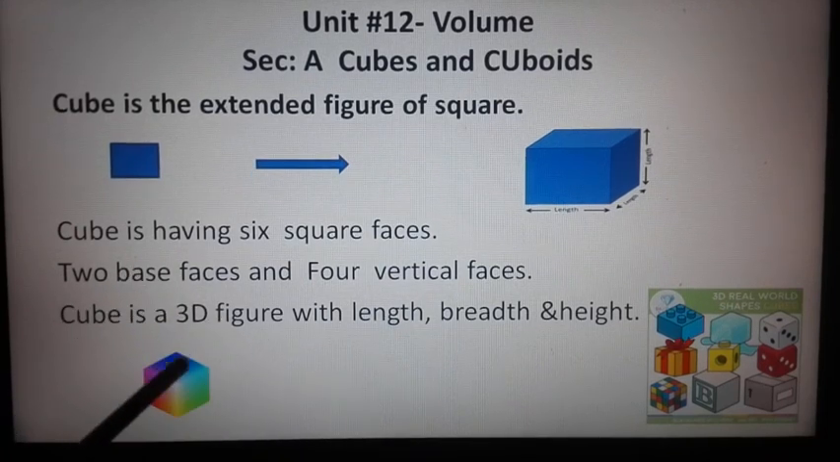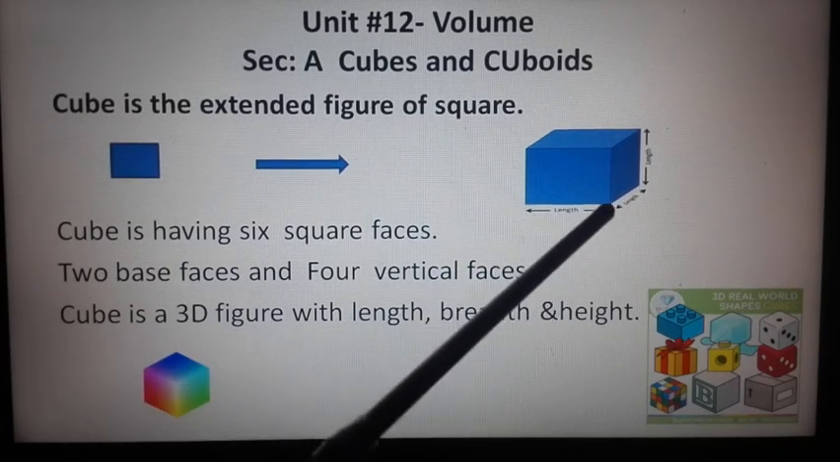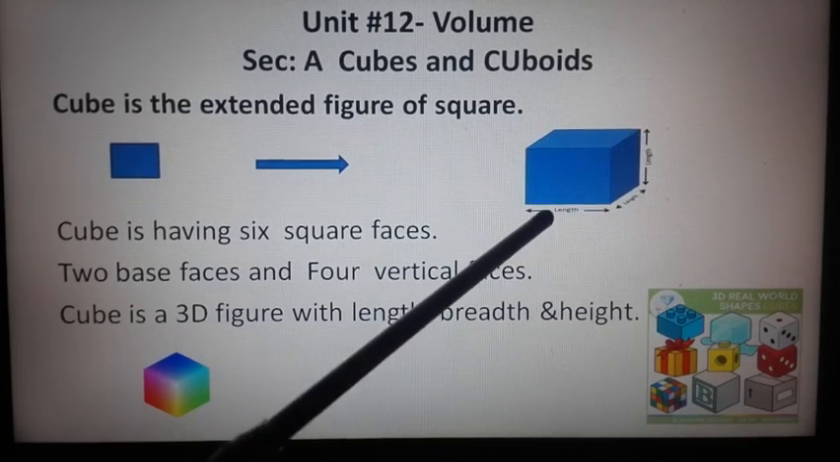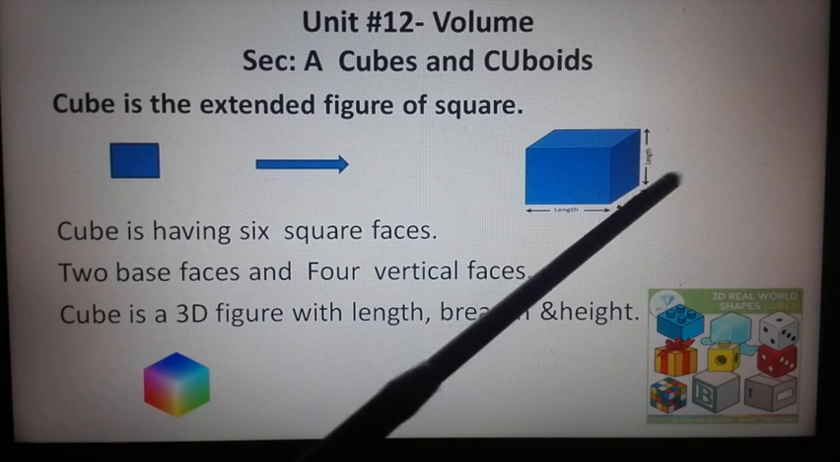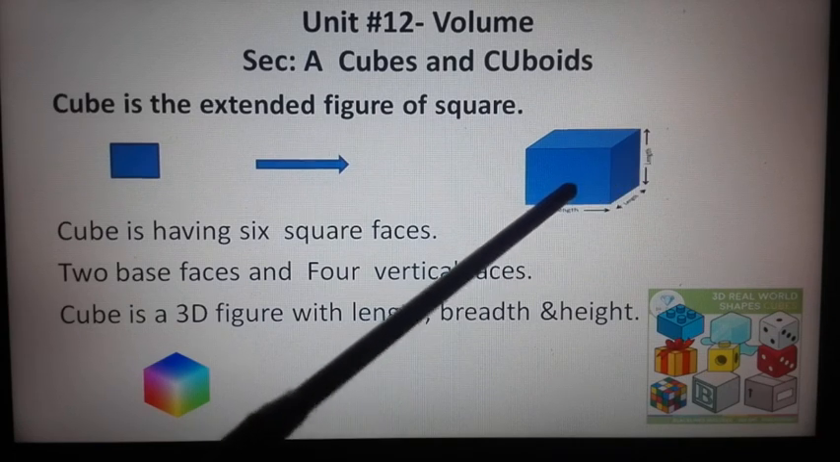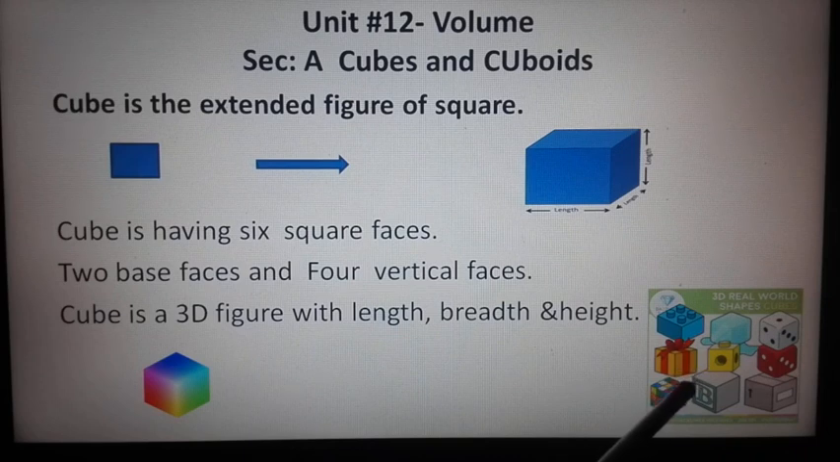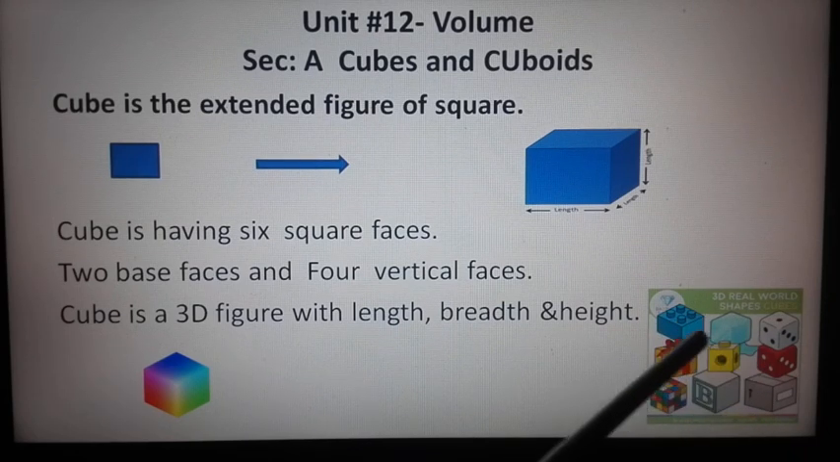A cube is a 3D figure. See, the example is given, the 3D figure with length, breadth and height. Here also you can see the length, breadth and height. Everywhere it is written length; I will explain that in the next slide. See the examples of cubes given here. These are all familiar to you.